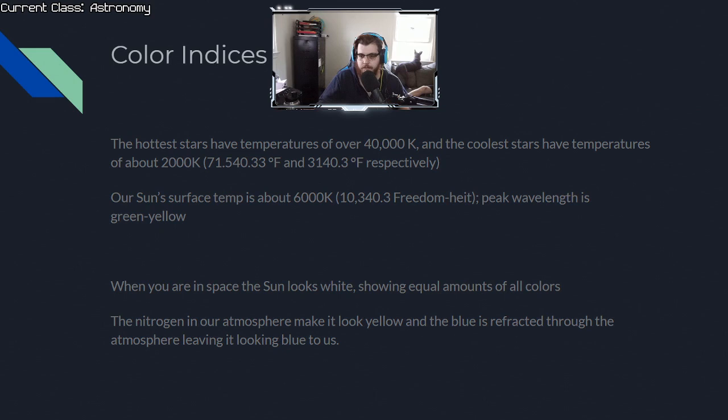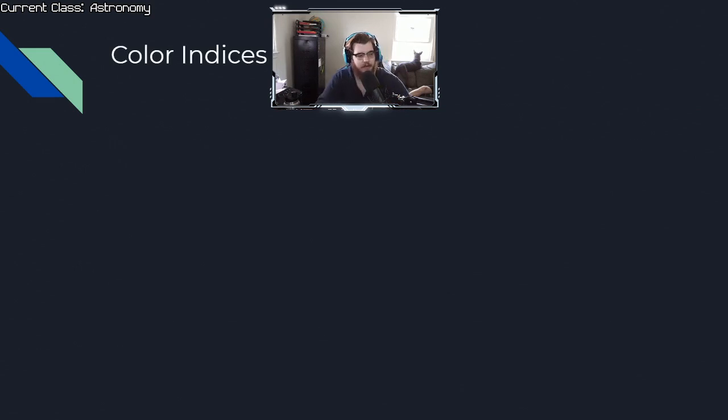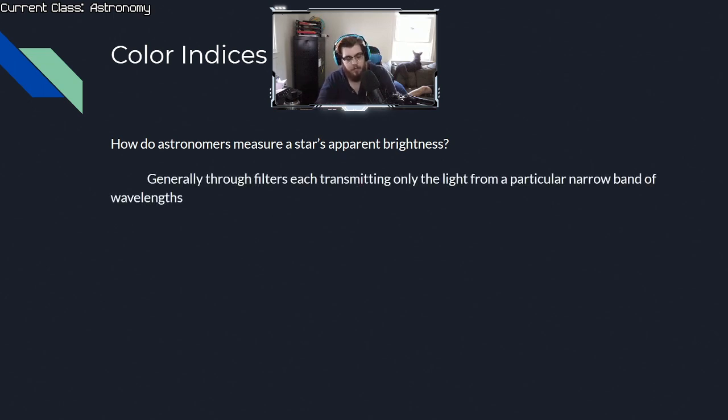So, all right. Last we have are these color indexes. So, how do astronomers measure a star's apparent brightness? Well, generally, we use filters. We filter the light that's coming through, and each of these filters transmits only the light from a particular narrow band of wavelengths.